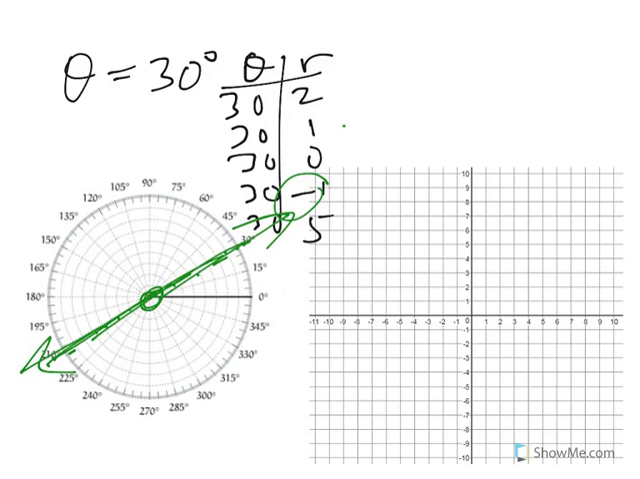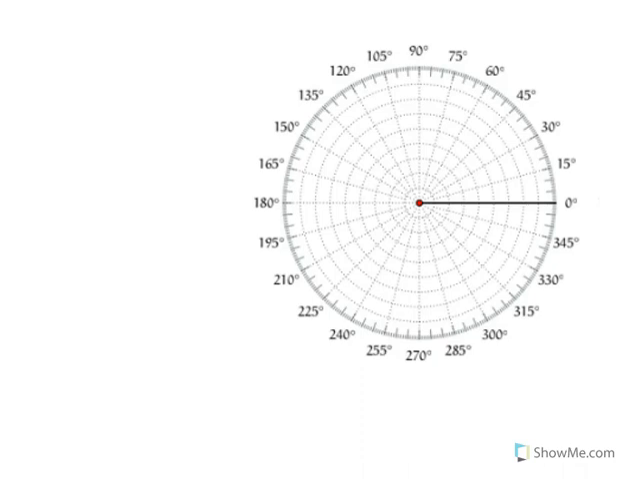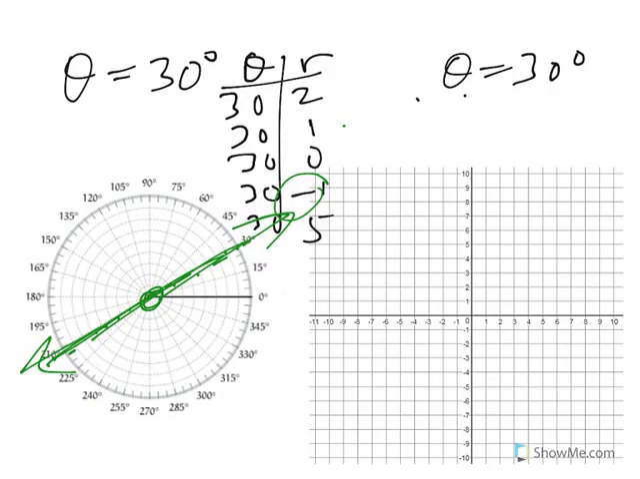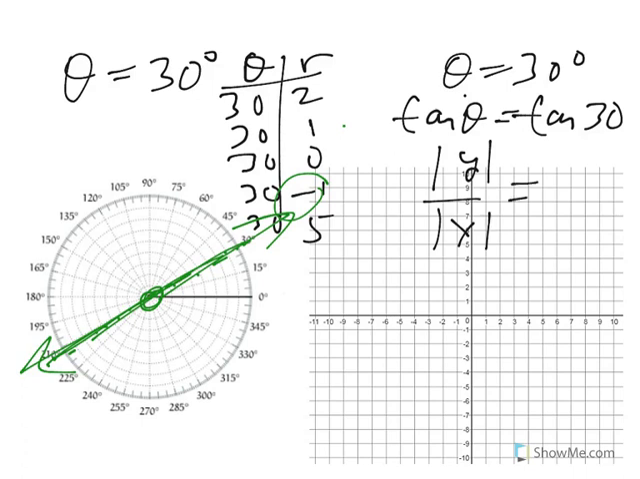Now, if you wanted to change this equation into rectangular, we would say theta equals 30. And we have this sort of list of relationships. The only one that has theta here is tan. So if I take the tan of both sides, I get tan theta equals tan 30. But tan theta can be replaced with y over x, and tan 30 can be replaced with 1 over radical 3, and we get y equals 1 over radical 3 x. So this is a line with a slope of 1 over radical 3.